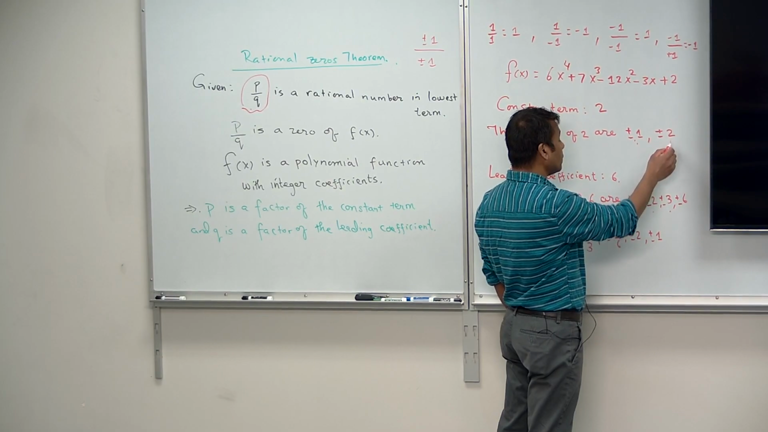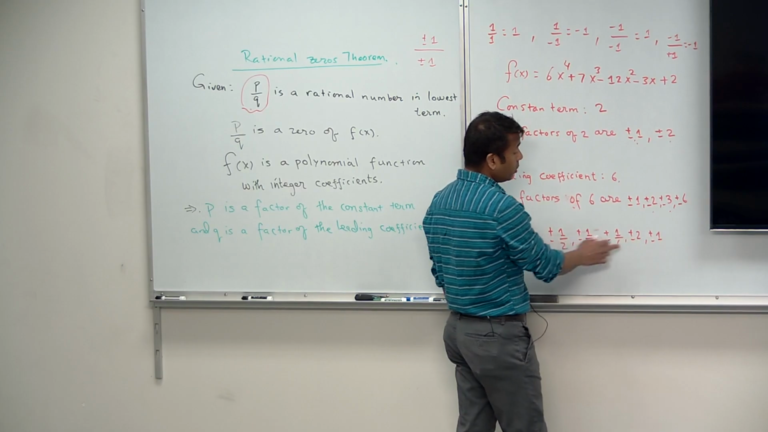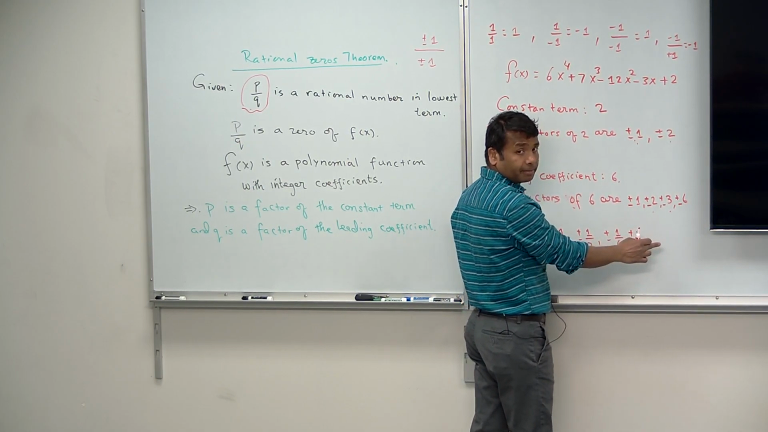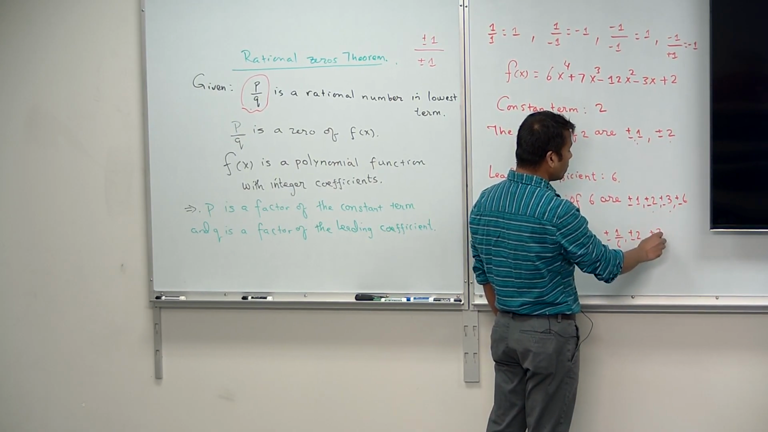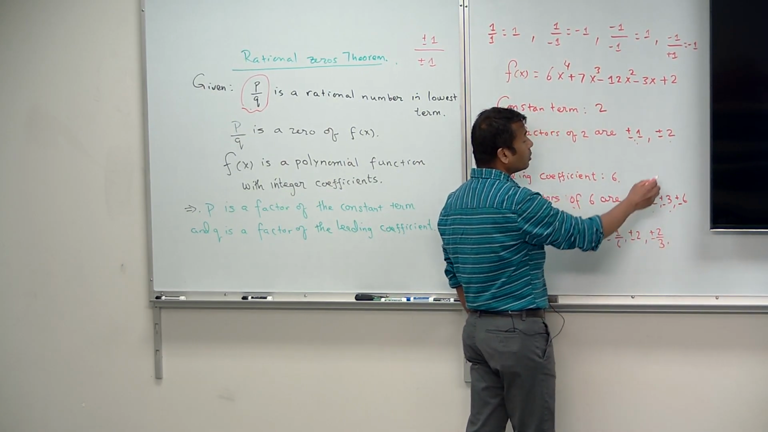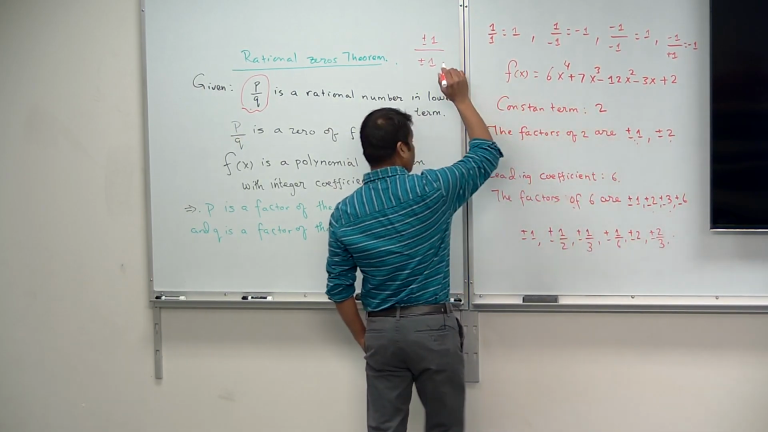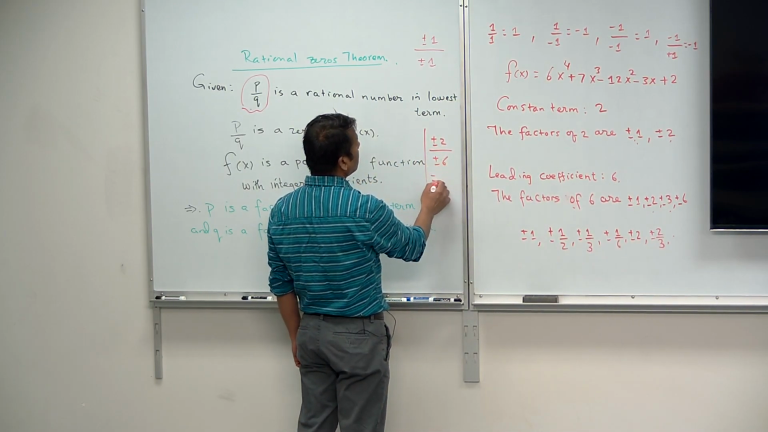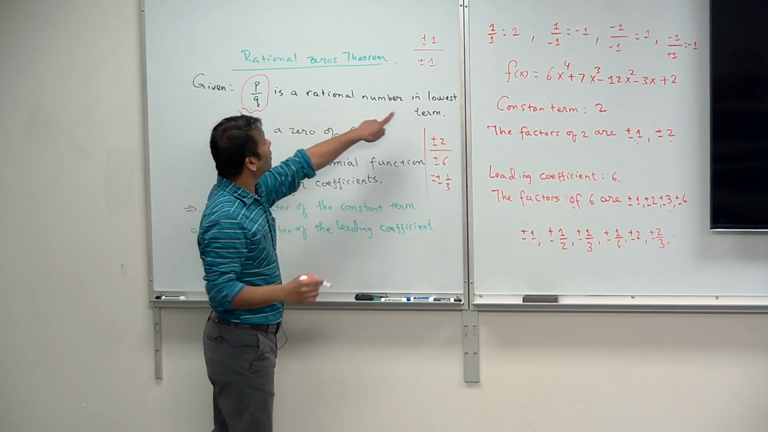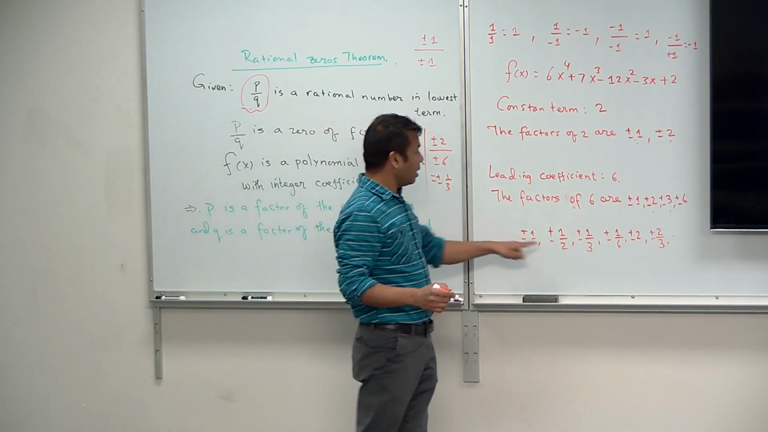Plus or minus 2 divided by plus or minus 1, but you don't have to write the plus or minus 1 because you already listed plus or minus 1 here, right? So you don't have to write it here. Make sense? Plus or minus 2 divided by plus or minus 3 is plus or minus 2 over 3, and plus or minus 2 divided by plus or minus 6 is plus or minus 2 over 6. You need the lowest term, which is 1 over 3. Plus or minus 1 over 3, you already have here.